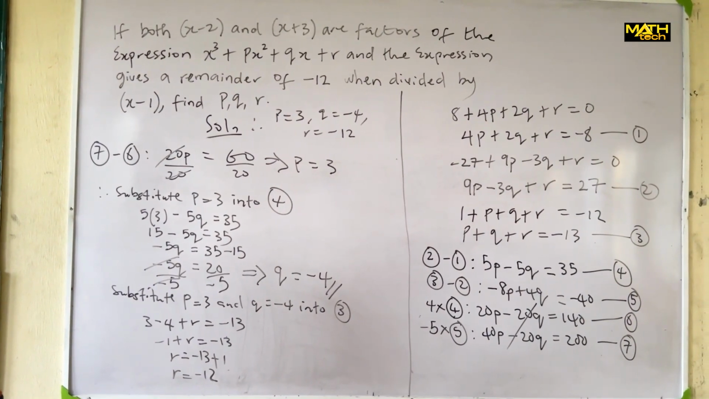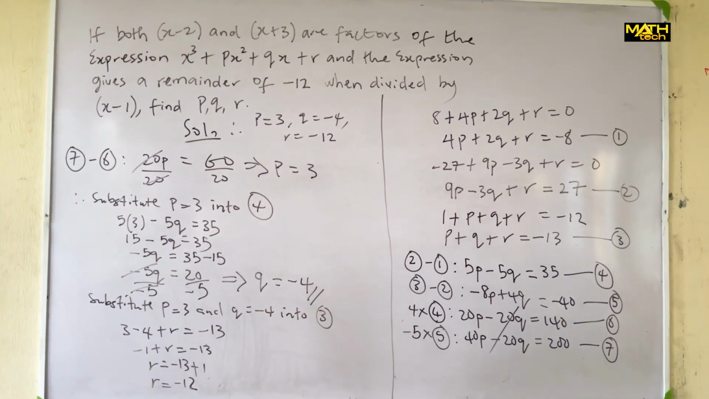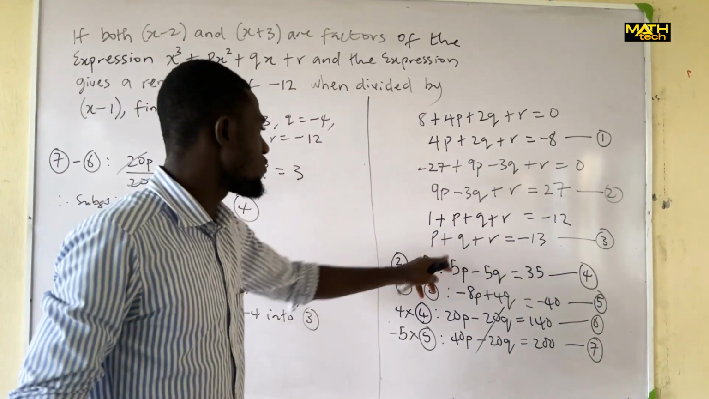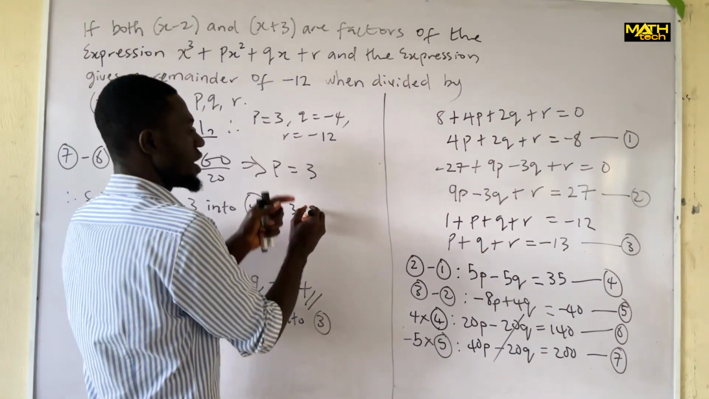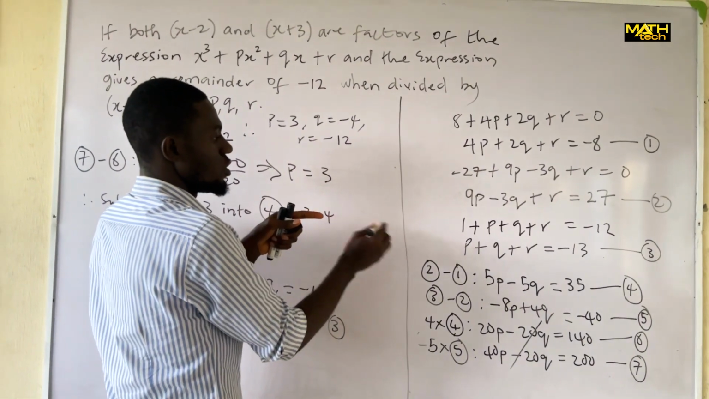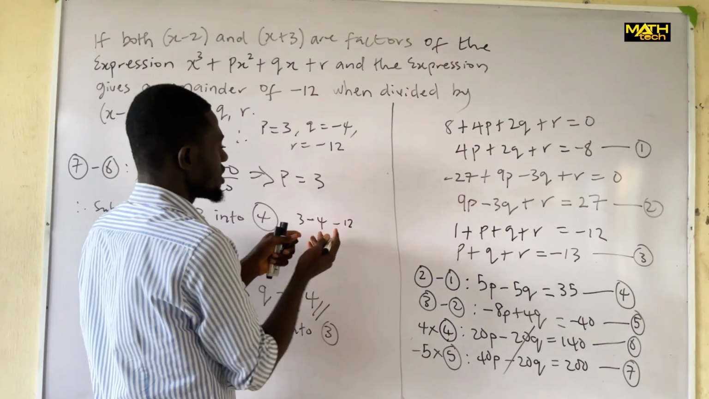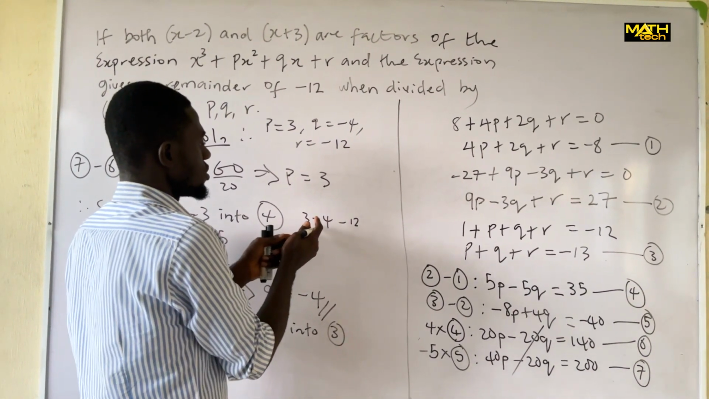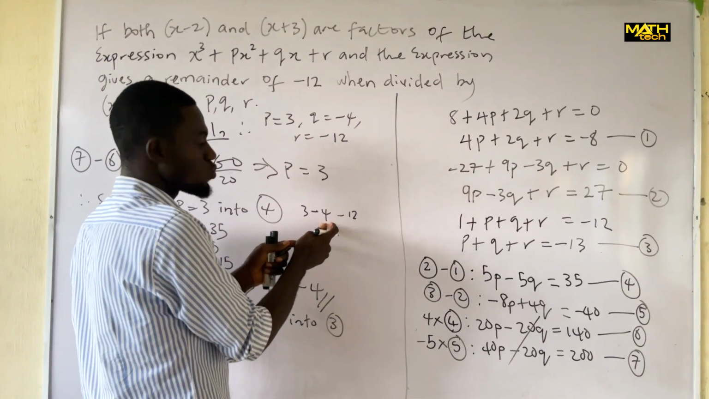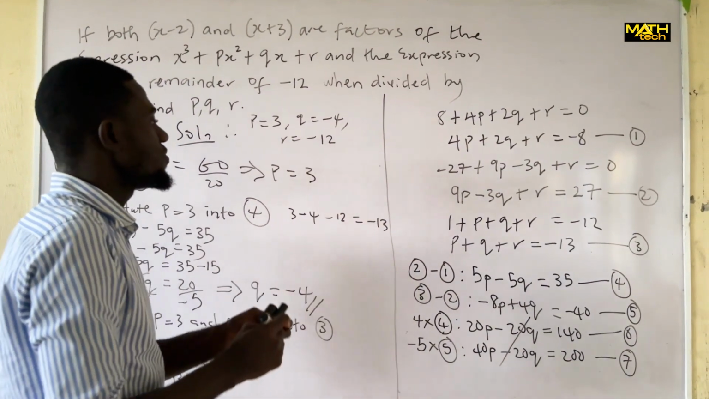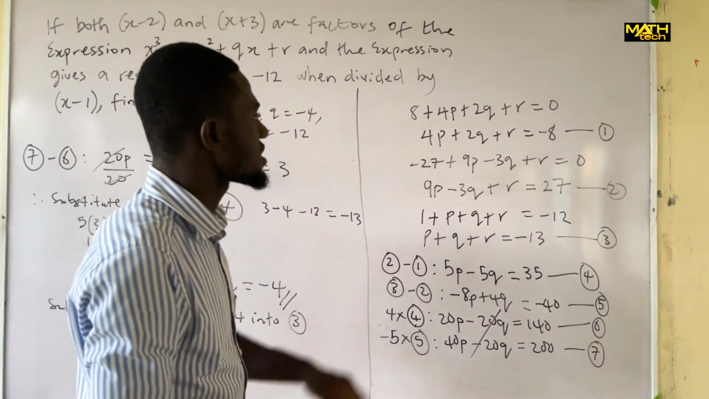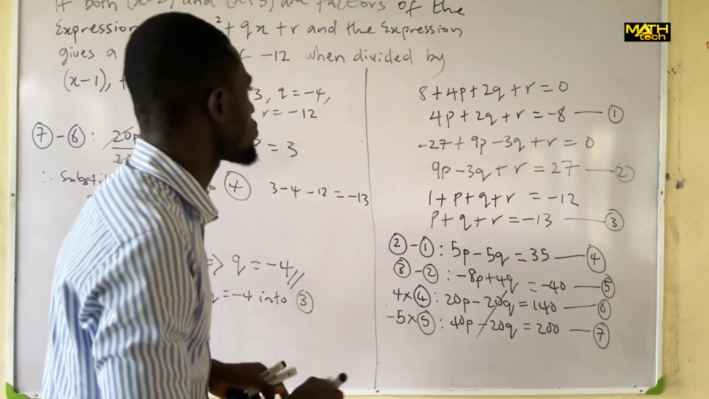So how do we know if we are correct? Let me give us a simple check to know if we are correct. Let's substitute the value of p here. p plus r. So 3 minus 4 minus 12. Let's see what it gives to us. 3 minus 4 gives us minus 1. Minus 1 minus 12 gives us what? Minus 13.